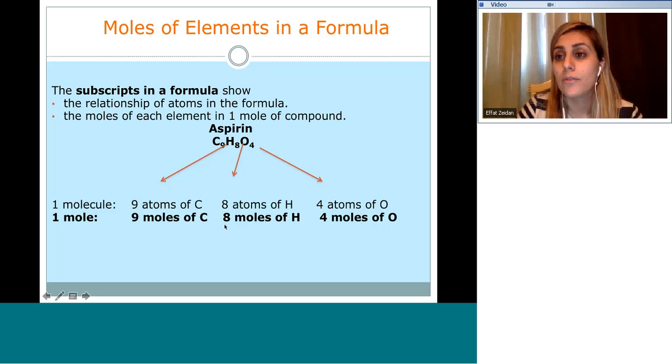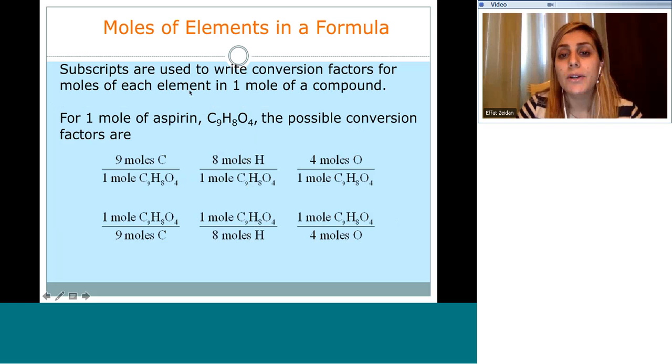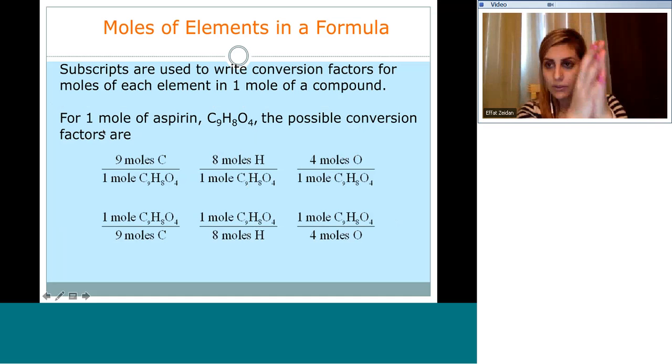In 1 mole of that compound. So the subscripts are used to write conversion factors: moles of each element in 1 mole of compound. Let's see why we do that, and why we are interested in saying that in 1 mole of compound we have 9 moles of carbon, 8 moles of hydrogen, and 4 moles of oxygen.